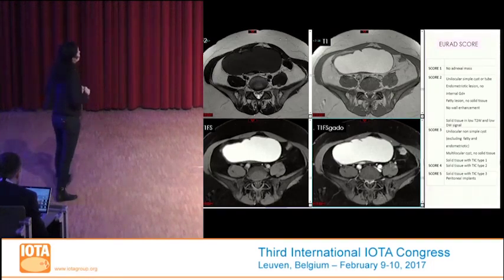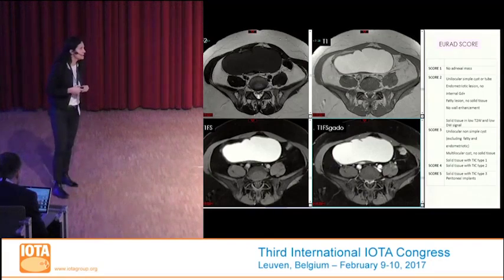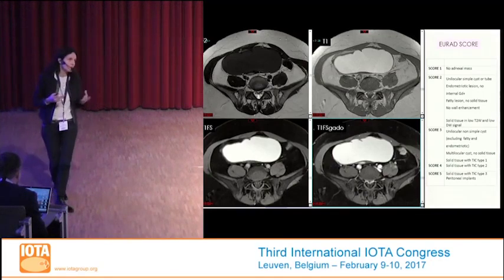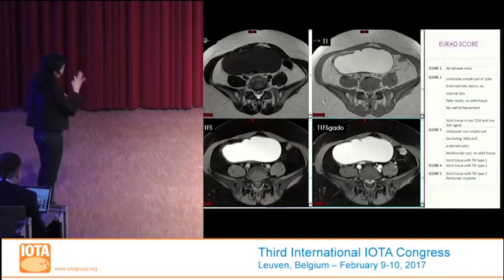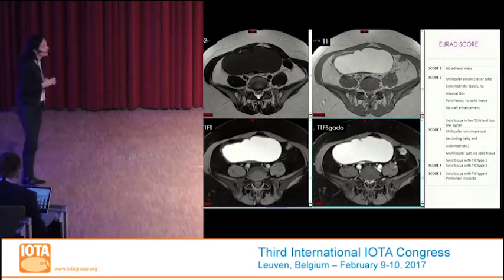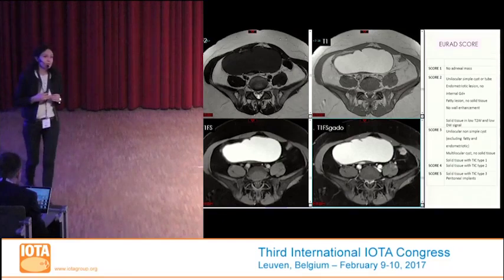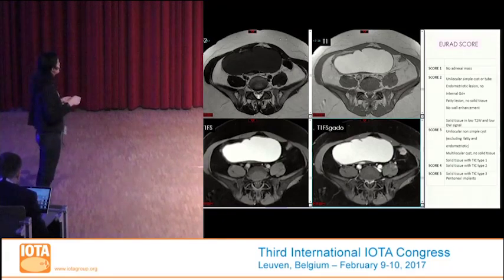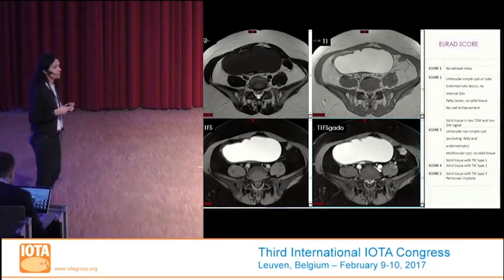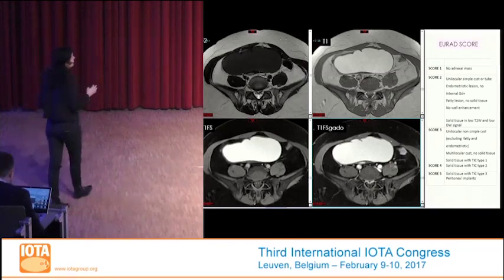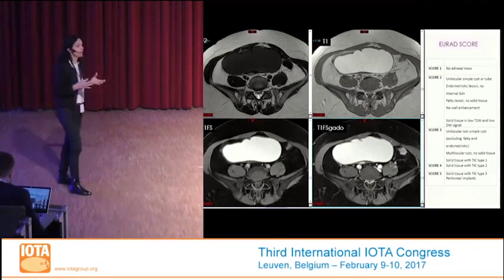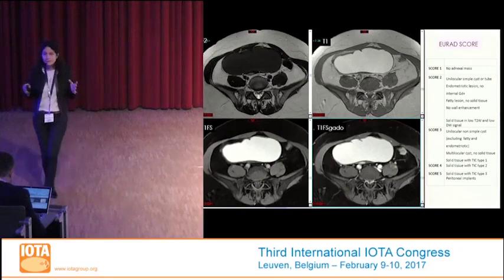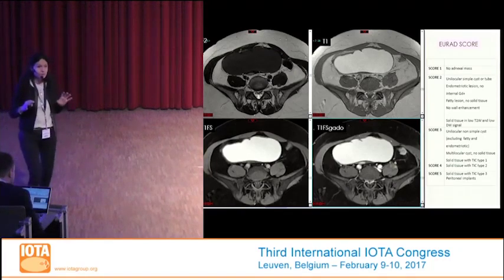So if you remember, first question, is it an ovarian mass? The answer is yes. I'm sure it's an ovarian mass. Second question, is there internal enhancement? So what do you think? We compare T1 without injection and T1 with injection, and when we compare these two images, there's no difference. So there was no internal enhancement. So if there's no internal enhancement, there's no solid tissue.